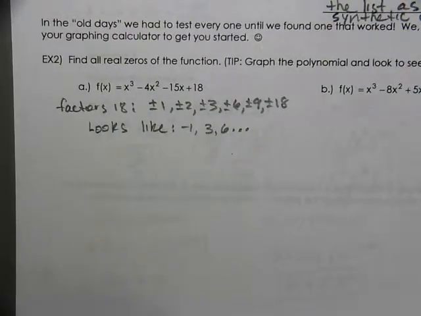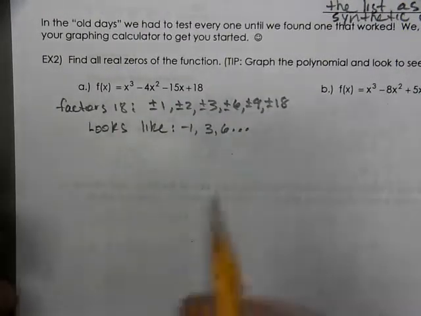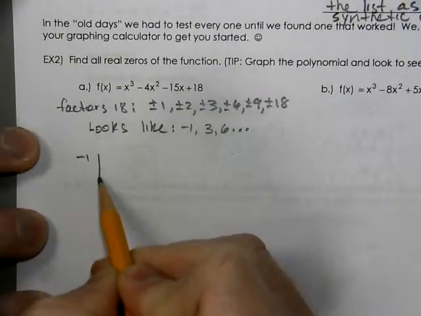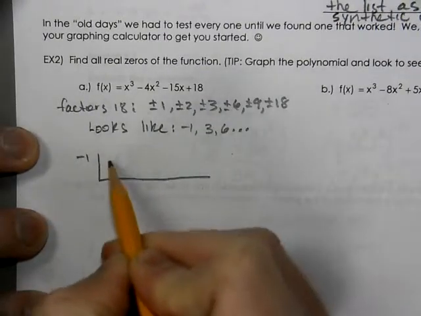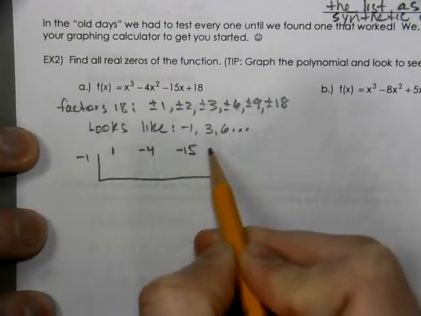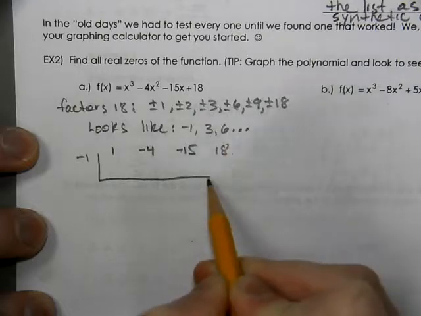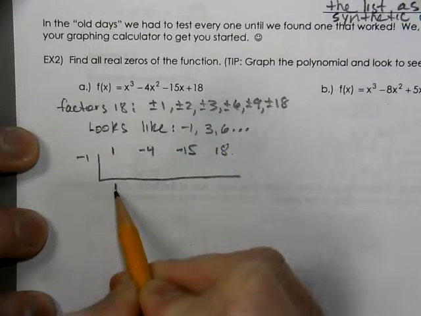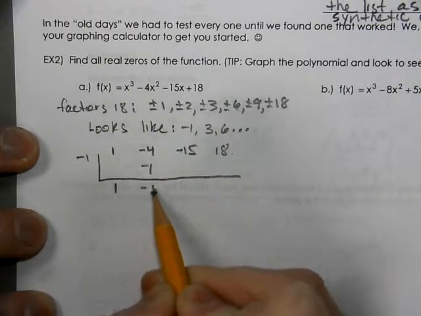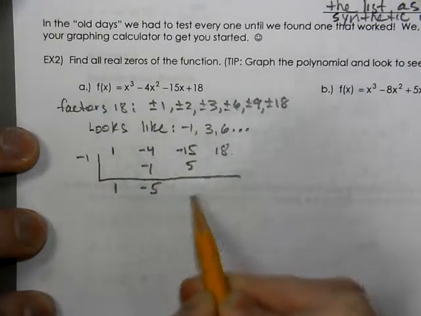Okay, essentially that's cheating, but we'll take it. So we're going to try -1. 1, -4, -15, and 18. Bring down your 1 and multiply.